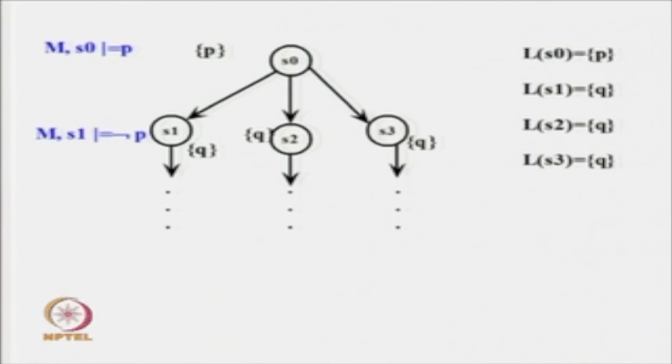Here you just see that we have a model. It is a tree structure, an unfolded model: S 0, S 1, S 2, S 3. This is the labeling function that we have: P, Q, Q, Q. So M, S 0 models P, because it is labeled with P. Similarly, M, S 1 models not of P, because it is not marked with this atomic proposition. So in state S 1 it models not of P, though we are not marking it.